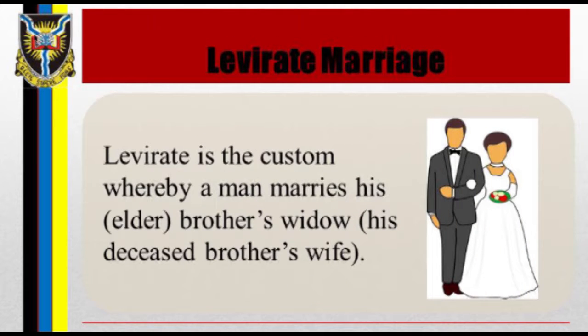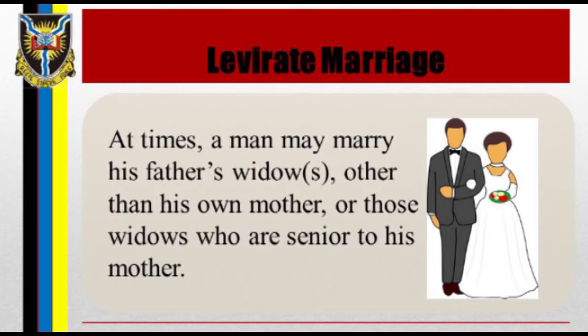Levirate is the custom whereby a man marries his elder brother's widow, his deceased brother's wife. At times, a man may marry his father's widows, other than his own mother, or those widows who are senior to his mother. Such marriages often involve the younger wife or wives of his deceased father. In African societies, it is not unusual for a man to marry a girl of the same age as his children, and thus, when he dies, the transfer of these wives to his older sons is no problem.